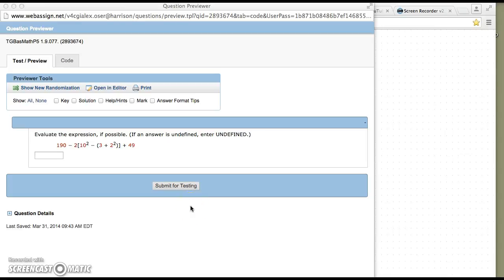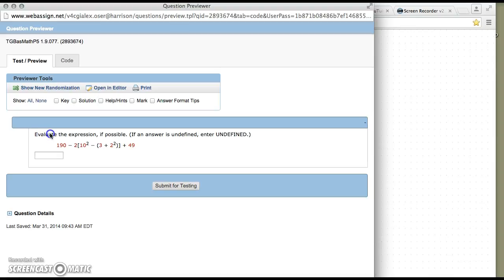Alrighty, so we're going to take a look here at problem number 21 from the week 2 homework. This problem asks us to evaluate the expression if possible. If an answer is undefined, enter undefined. So a couple things here before we actually start going at this problem.